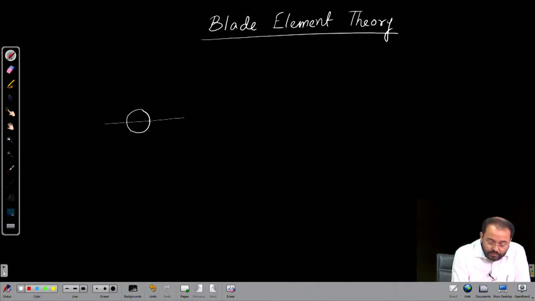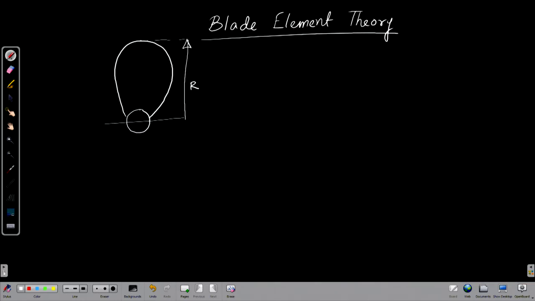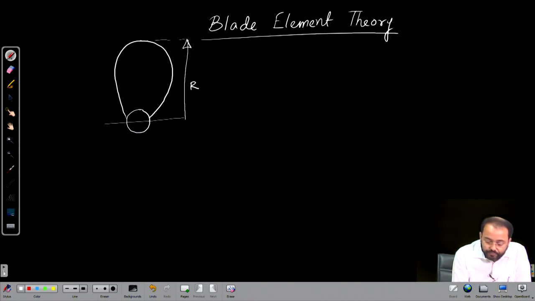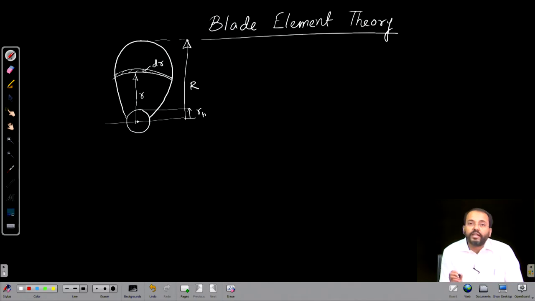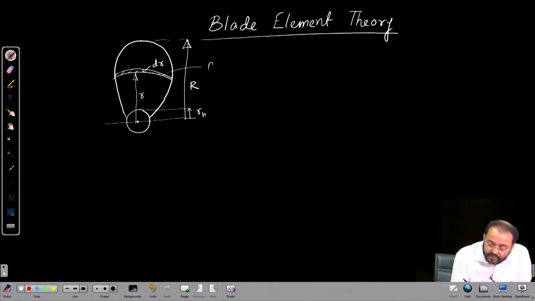So, we have the propeller blade. This is the radius of the propeller blade, R. The blade is fitted over the boss or the hub. This is the radius of the hub. Let us take any cylindrical section at a radius small r, of thickness dr. This is basically the blade element.